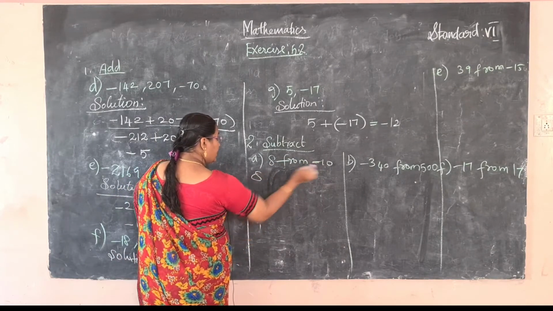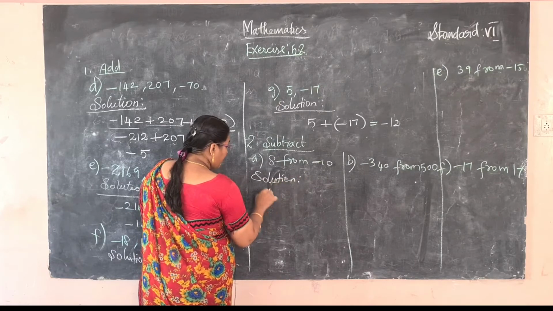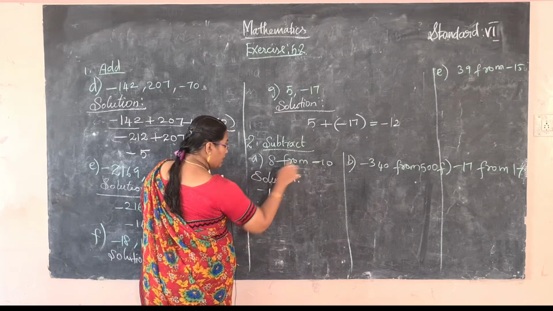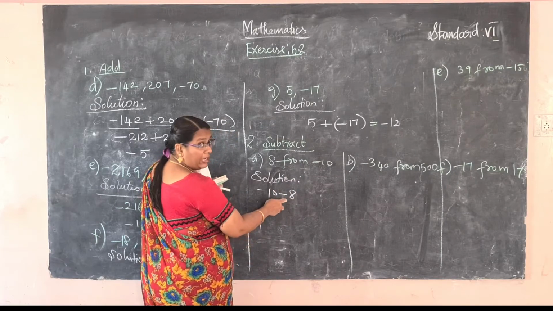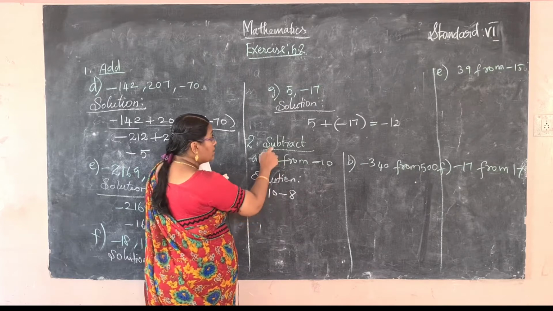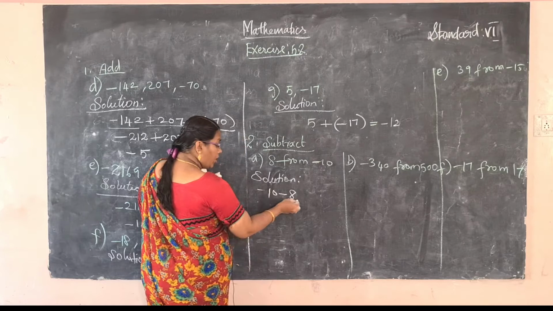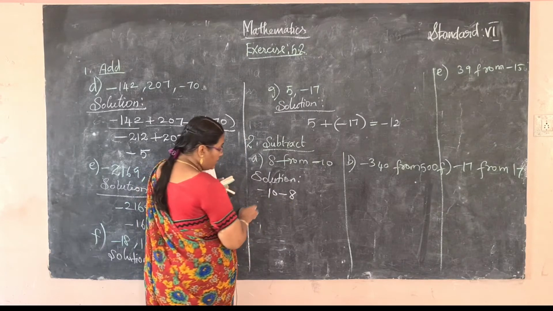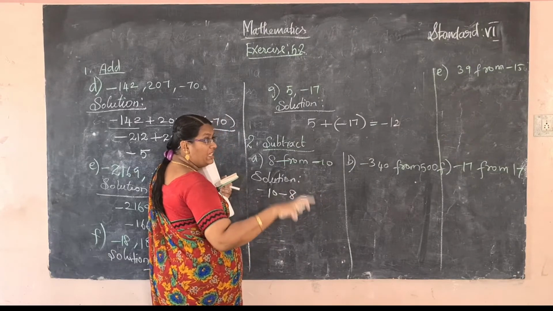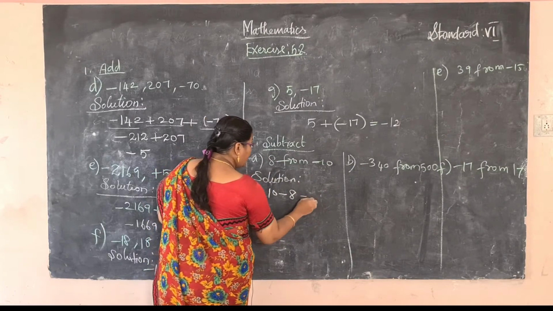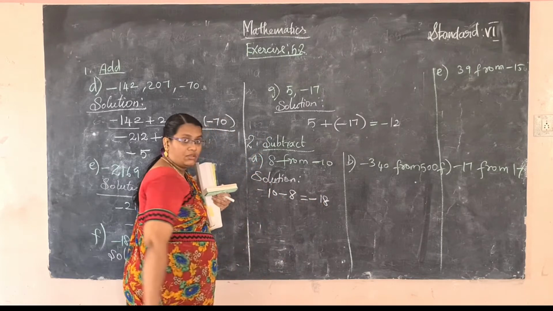From means subtract it from that. So solution: minus 10 minus 8. Why do we put minus here? Subtract means difference, so we put the minus for the operation. Now both have the same sign. Minus 10 minus 8, what do we do? Add and put the same sign. 10 plus 8 is 18, and put the same sign.